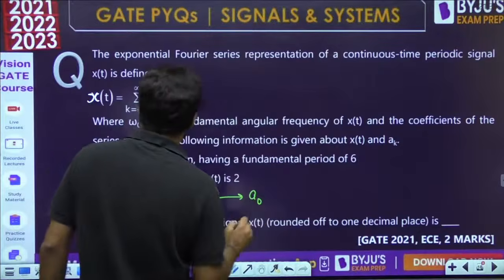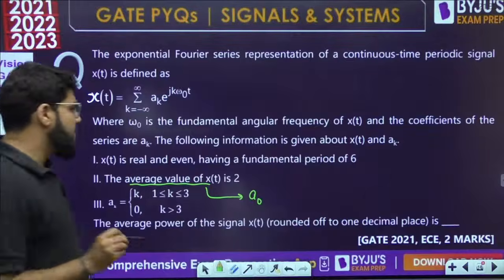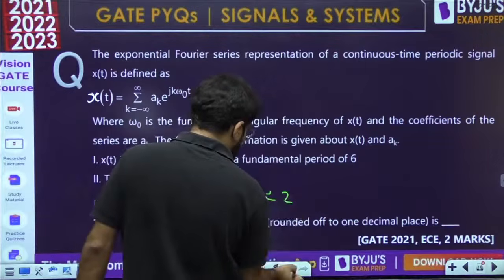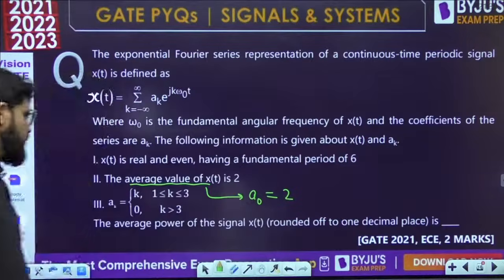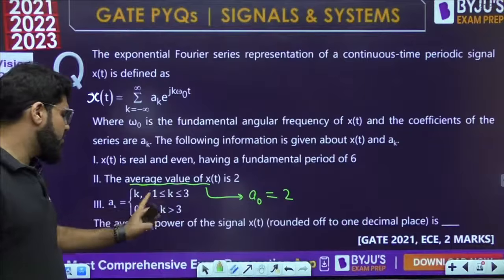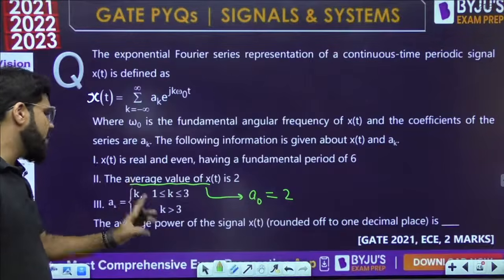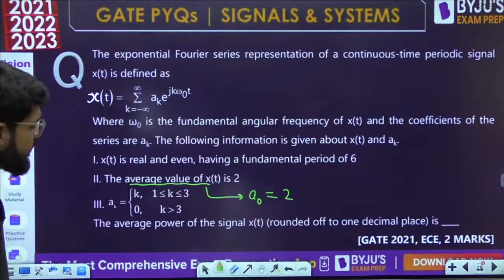Let me call it A naught here. They're calling it AK. The average value is also given by the DC component A naught. So that means A naught ka value is 2. Then AK information is given for 1 less than or equal to K less than or equal to 3, AK will be K. Otherwise, for K greater than 3, it should be 0.